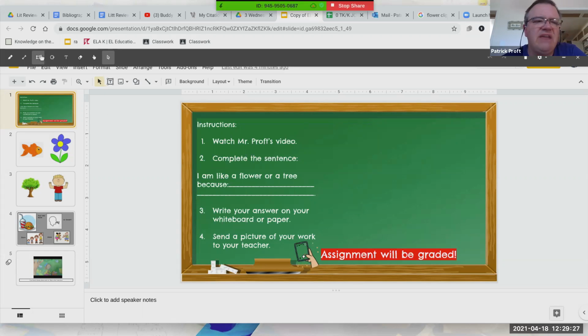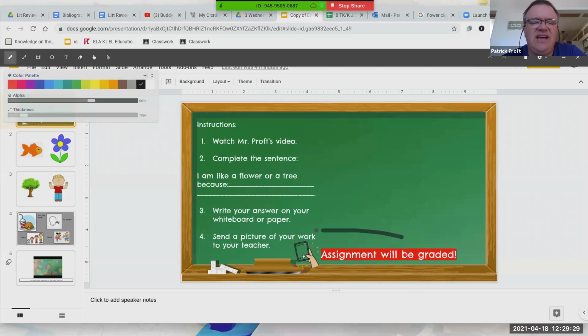And this is kind of an important assignment. I don't want to use the word test, but let's just say this is a pretty important assignment. So make sure that you do it. Make sure that you take a picture and make sure a grown-up sends that in to your teacher. If you have any questions, you can reach out through Google Classroom to me or Miss Dano, and we'll be happy to answer any questions you have.